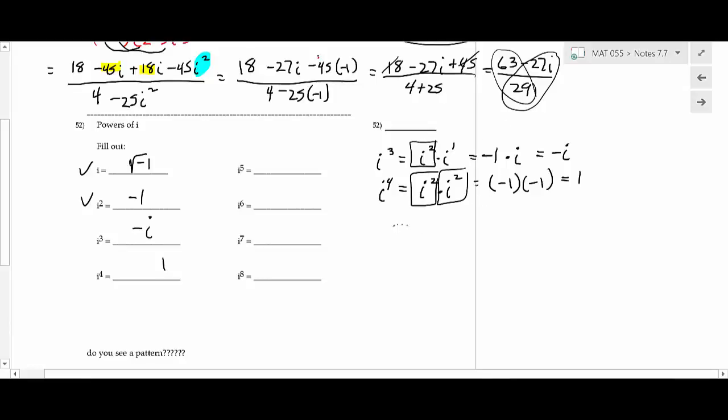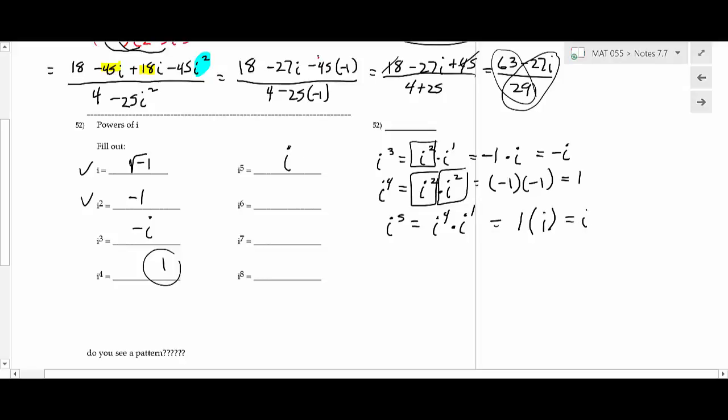Now I'm going to go on and do the next ones, and I'm going to do each one a little bit differently. So for i to the fifth, I'm just going to do i to the fourth times the i to the first left over. I'm breaking it up. What did we say i to the fourth was? 1. So that's 1 times i, so that's i. That just takes you back to i.